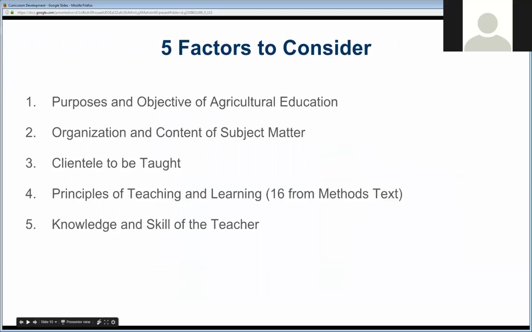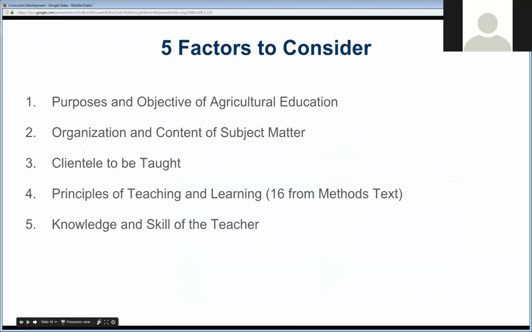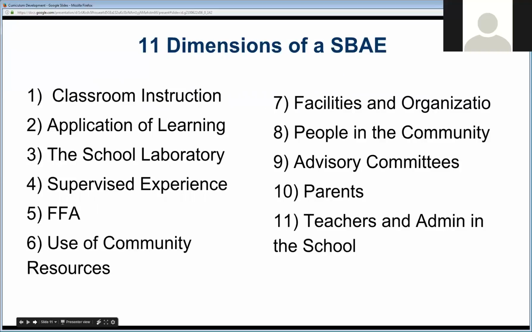So, once again, a quick reminder: what are the factors to consider as we start talking about those desired results? Now, this comes straight out of your methods text. What's the purpose and objectives of Ag Ed? Organization and content and subject matter, the clientele to be taught, the principles of teaching and learning, and the knowledge and skill of the teacher. So those are 5 factors that we could go through and talk about. I left some of the papers I printed off from my notes back at my other desk. That's okay. We also have to take into consideration those 11 dimensions of school-based ag education. And I put them on the screen just like this, keeping it simple.